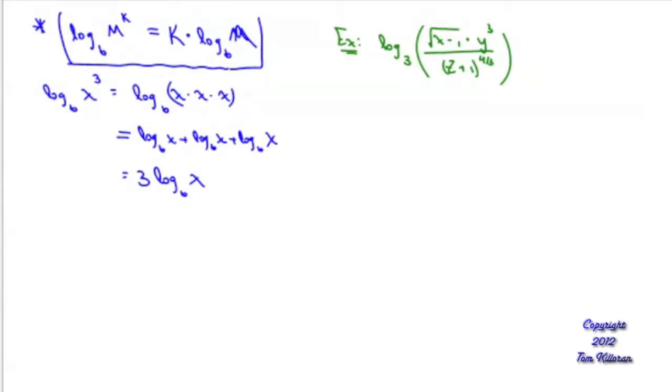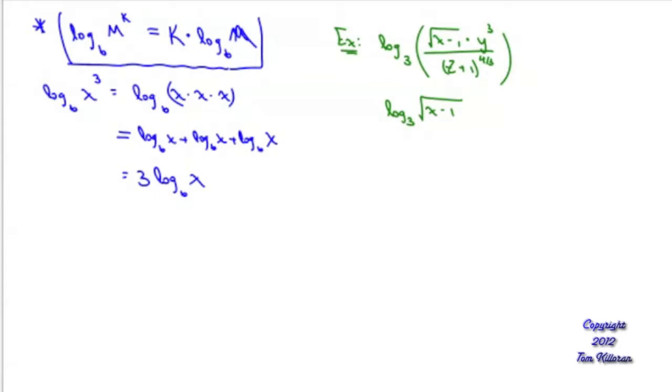So you're going to do log base 3 is the first thing you write. Of what? Just take pieces. What's the first piece? Y? No, it is not the y. It's the square root of x minus 1. You can't pull it out of there. You have to take the whole piece. So this becomes the square root of x minus 1.